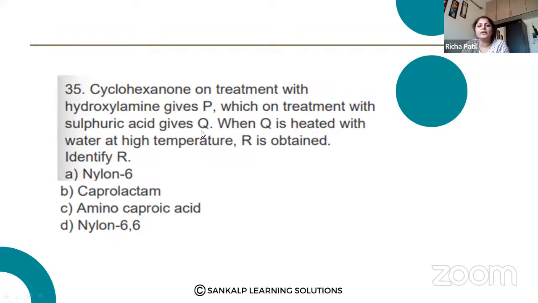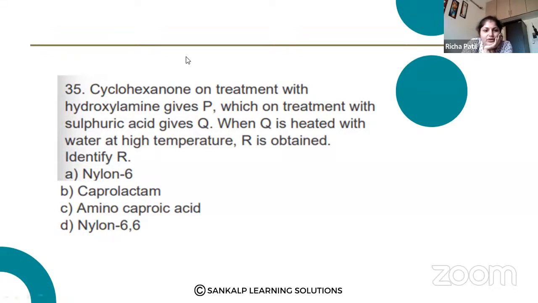Cyclohexanone on treatment with hydroxylamine gives P, which on treatment with sulfuric acid gives Q. When Q is heated with water at high temperature, R is obtained. So you have to identify R. What is R? Yes, it is A. Okay, good.